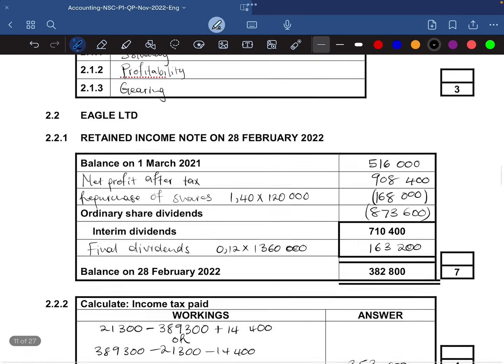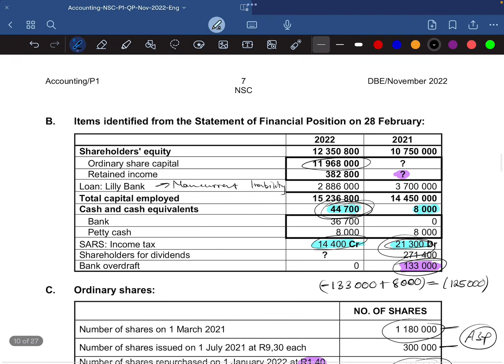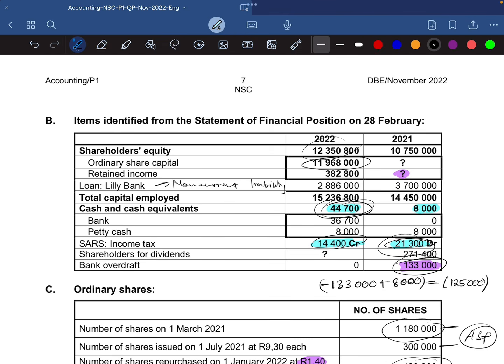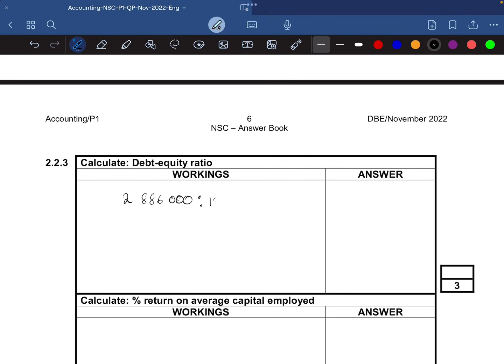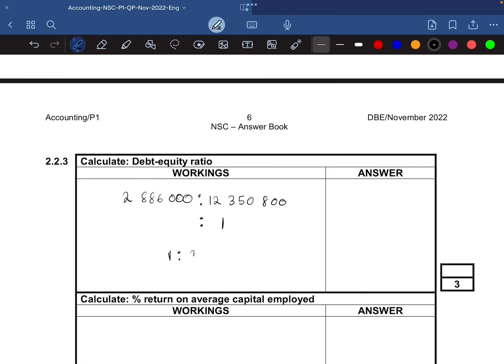Then let's go check what our equity is. Shareholders' equity is also given. Let's highlight it and see what we get. This is it: 12,350,800. Remember that the ratio is always something to 1. Don't forget that, because that's really key. At some point you might make a mistake and say 1 is to a certain number, but that's not the case.